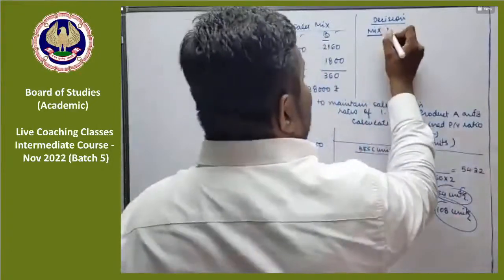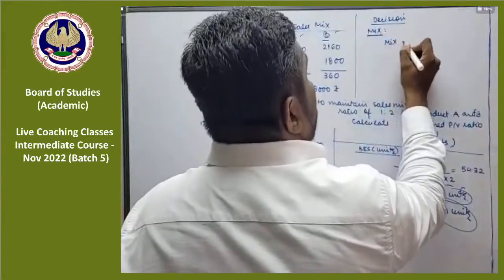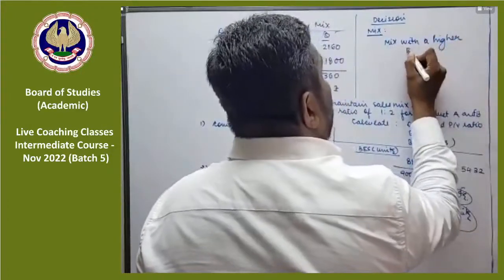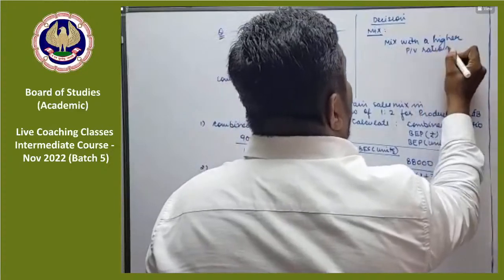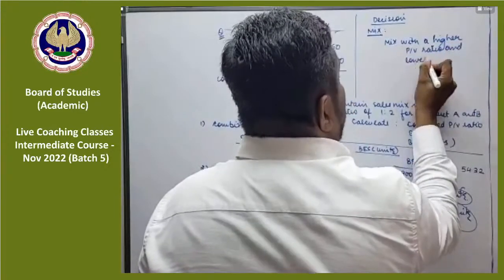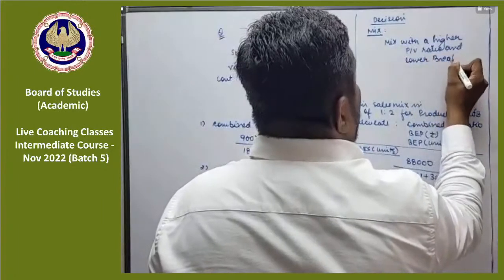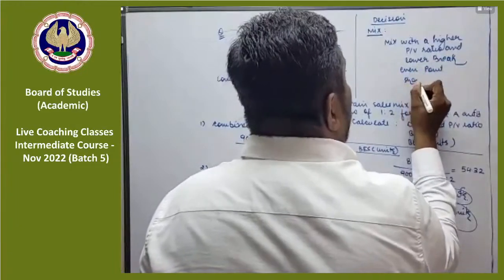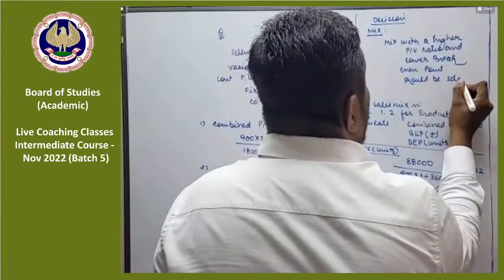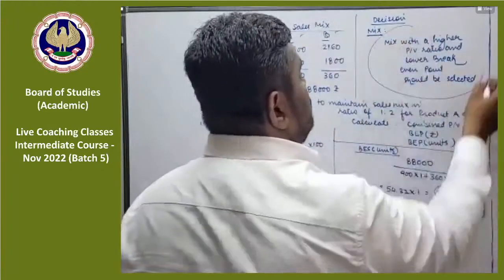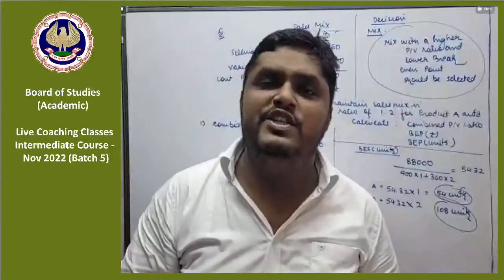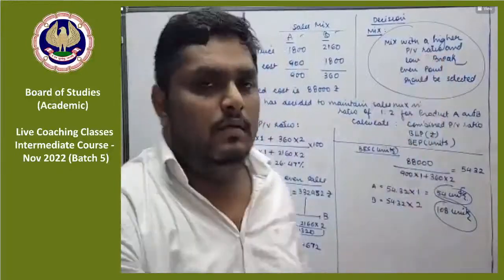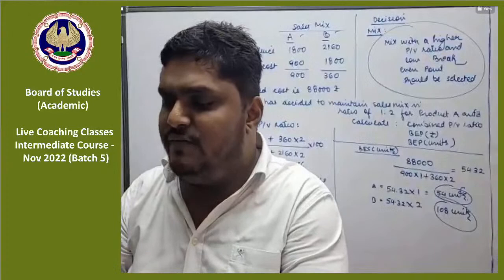So which mix is better? Very simple. The mix with a higher PV ratio and lower break-even points should be selected. A mix with a high PV ratio and a low break-even point should be selected. Yes, Hitesh Jain, I've checked your answer.